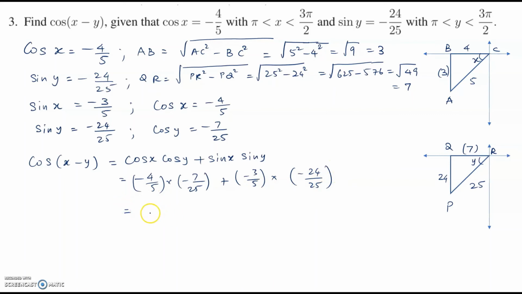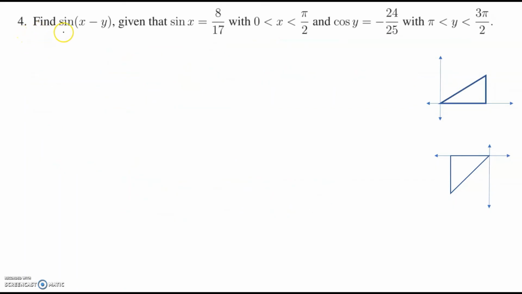So further, taking the common denominator as 5 into 25, the numerator here would be minus into minus is plus, 4 sevens are 28, plus minus into minus will be plus again, 3 times 24 will be 72. So that is equal to 100 divided by 125. So the answer is 4 by 5.